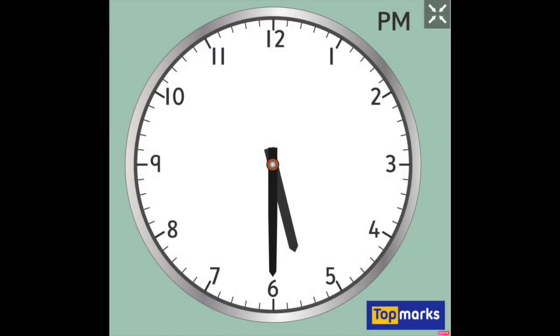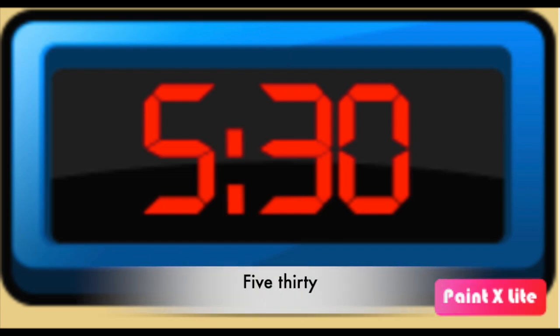And finally, 5:30 on an analog clock would look like this. And on a digital clock, it would look like this. The hour first, 5, followed by the 2 dots, and then the number 30, because 30 minutes have passed. So 5:30 can also be called half past 5.